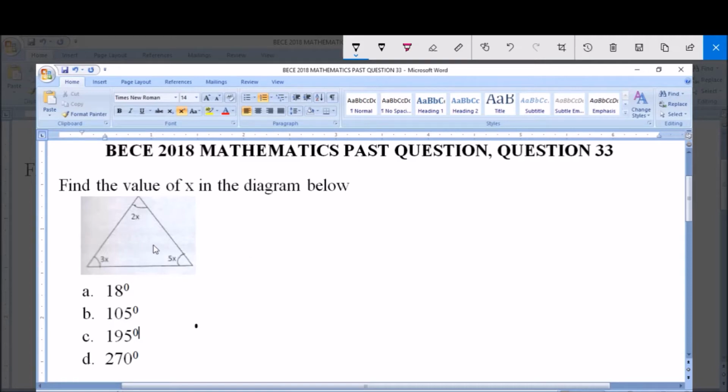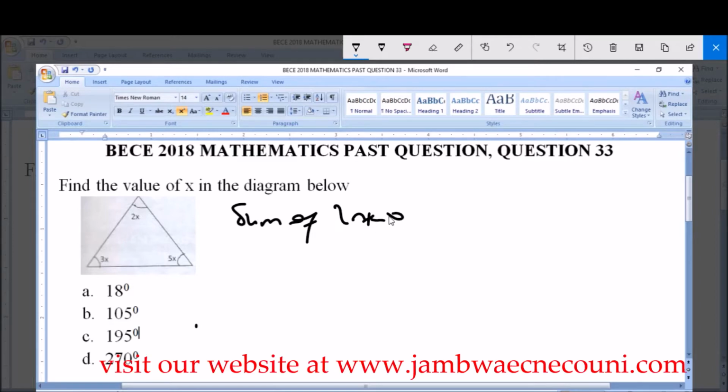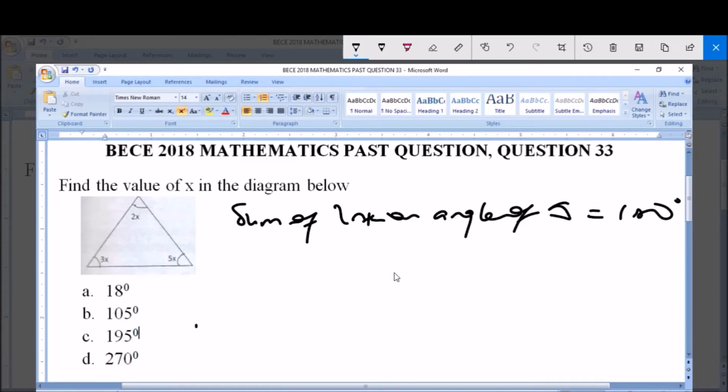Now this is a triangle, which is a plane shape, and this x is given in the form of what? An angle. And like we know, the sum of interior angles of a triangle is equal to 180 degrees. And now we're given what? We have three angles here, and these angles are given in respect to x. So therefore when you sum up all these angles, it will give you what? 180 degrees. So therefore we have that 2x plus 3x plus 5x is equal to 180 degrees.